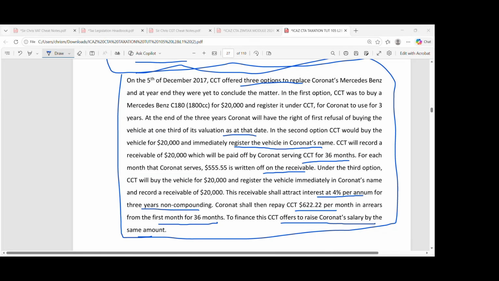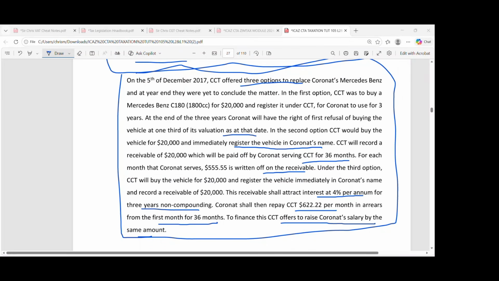However, it allows me to claim a deduction, so it's capital allowances. For the motor vehicle, I can claim a deduction of 25% of the 20,000. That's the first thing I'm bringing out from the perspective of CCT. So I will claim the deduction.